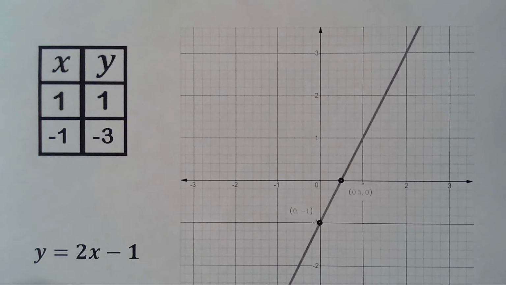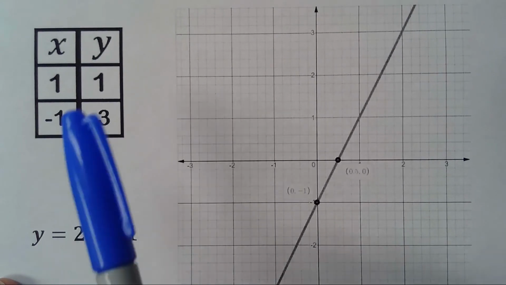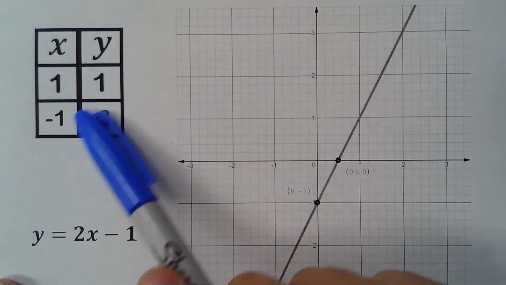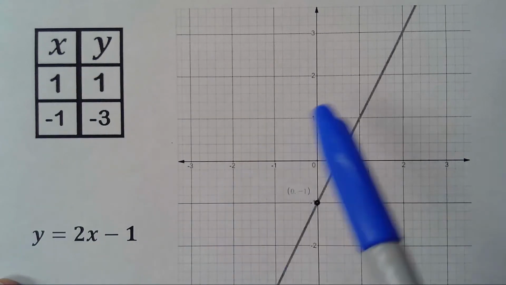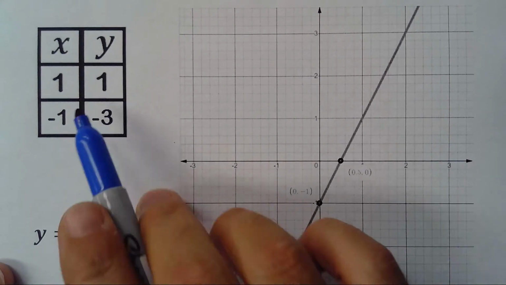Okay, let's go from the equation to the table and to the graph. We're going to do that first, then we're going from the table to the equation and the graph, and vice versa. Okay, we're going to work on this. So if I have this equation, how do I make a table?